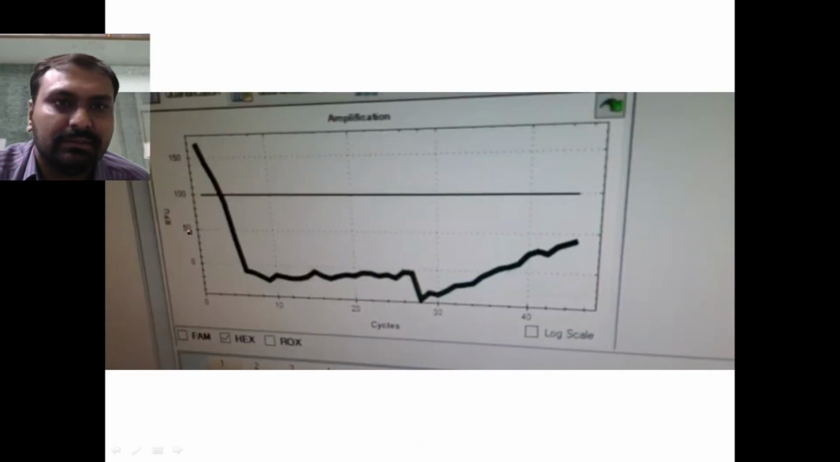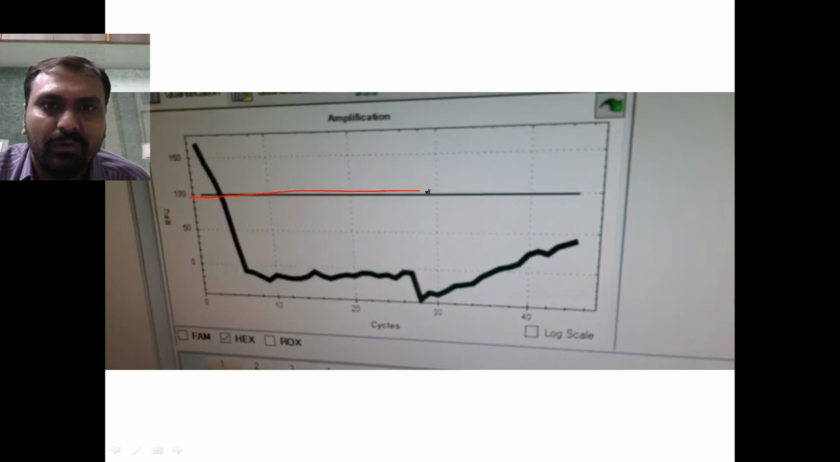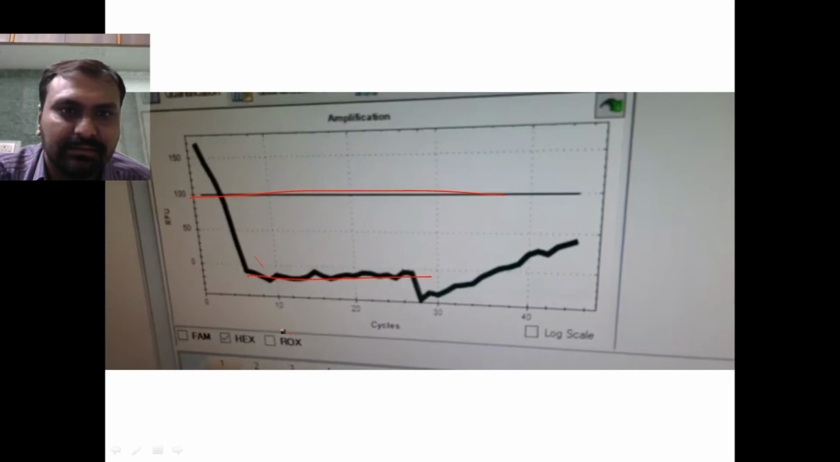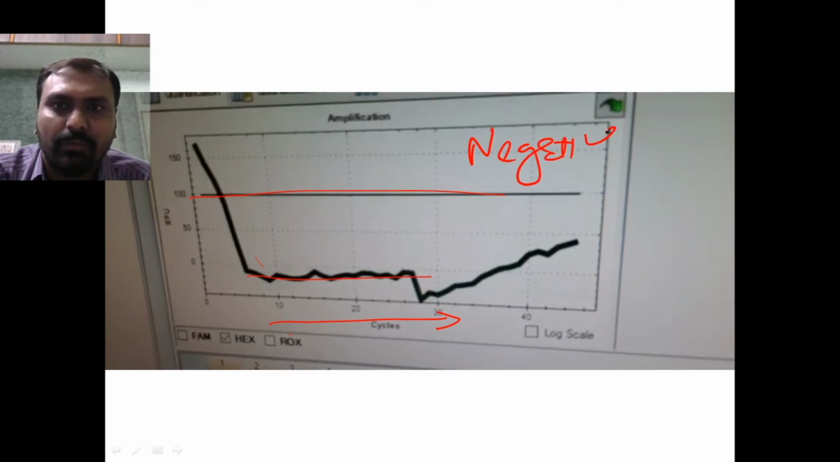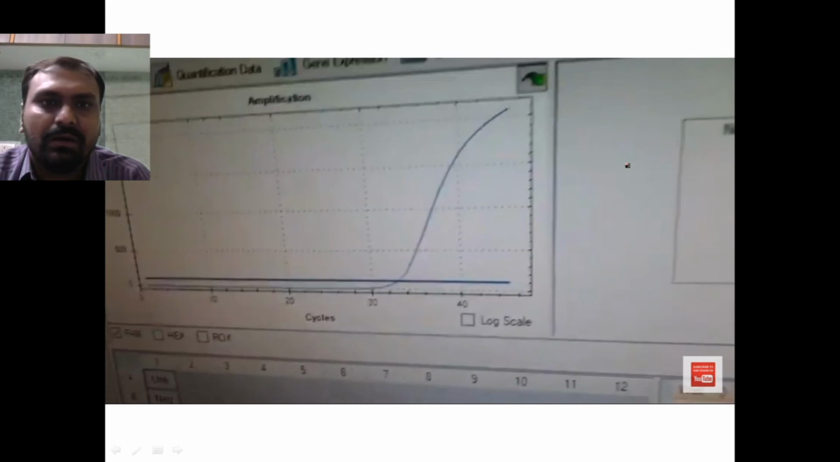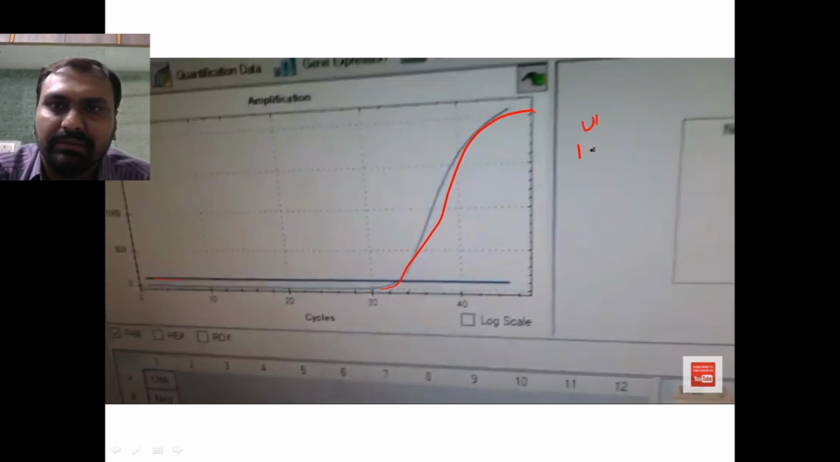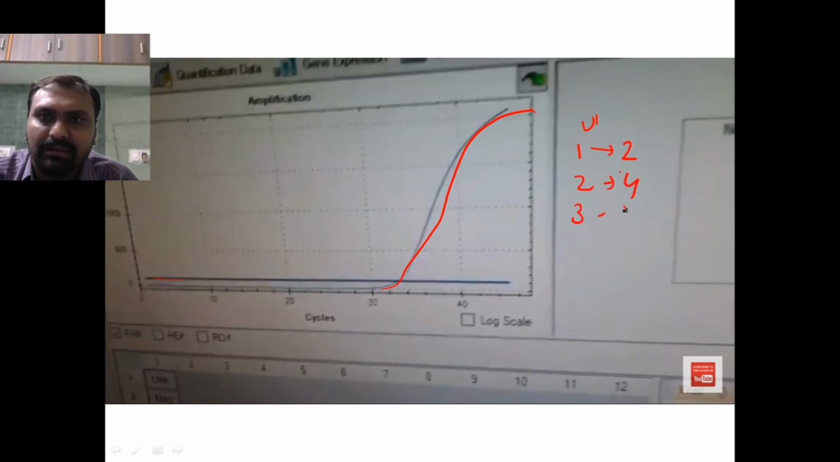So this is the normal baseline value, and if our graph comes like this in real time, as the cycle goes on there is no exponential increase. So that is a negative result for any virus or any bacteria. Or if this is a baseline, you can see after 30 cycles there is an exponential rise in the fluorescence signal. As we know, after one cycle, one viral DNA will be converted to 2. After 2 cycles, 4. After 3 cycles, it is 8, 16, 32, 64.